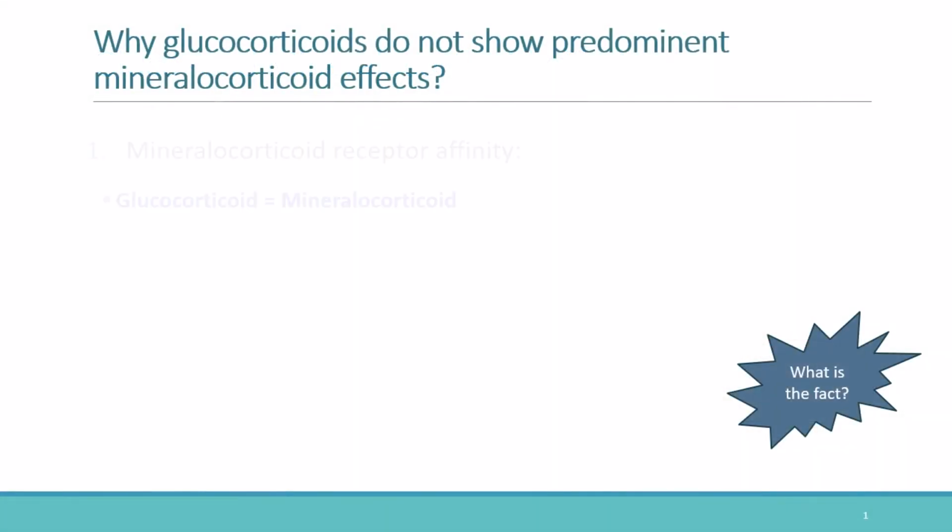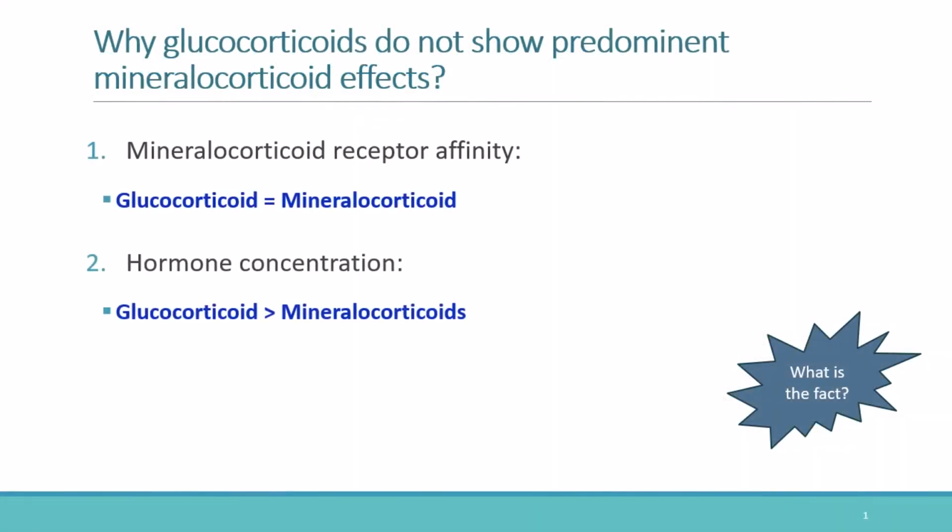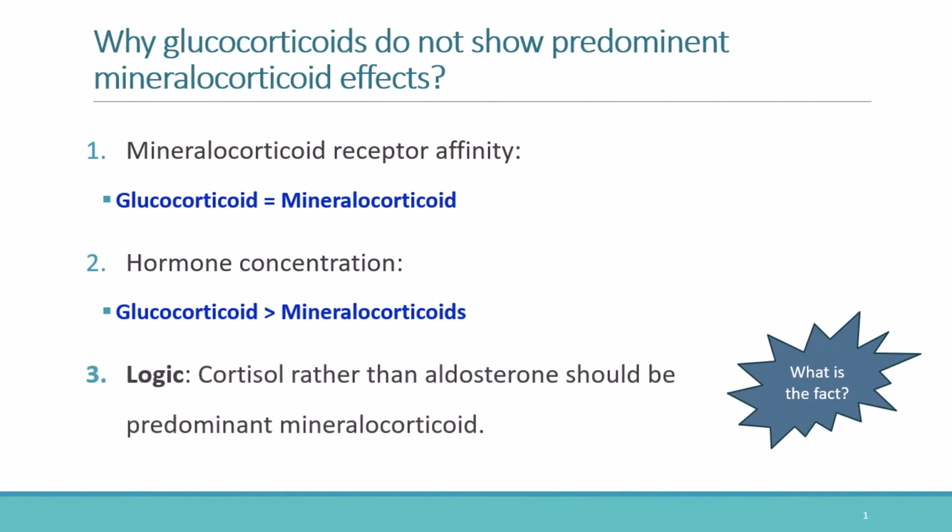At first glance, cortisol should strongly activate mineralocorticoid receptors because it binds these receptors with affinity similar to aldosterone and circulates at much higher concentrations. So logically, cortisol should dominate mineralocorticoid activity. However, that is not what happens physiologically.